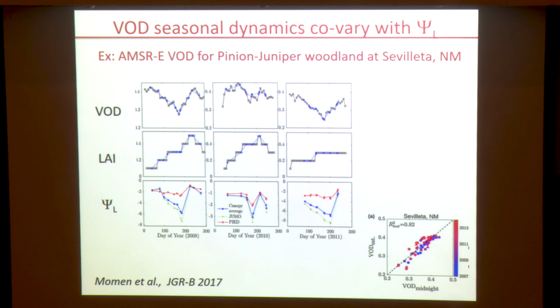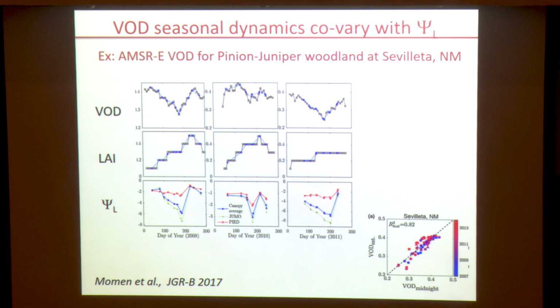One of them I've just shown here. This is Sevieta in New Mexico, as Pierre also showed data from. And you see that over the course of 3 summers here, you get a fairly nice correspondence between the leaf water that we upscale across the 2 main species at this site and what we measure at the VOD. Now this is a data set that's gridded to 25 kilometer resolution, but the underlying native resolution is coarser.